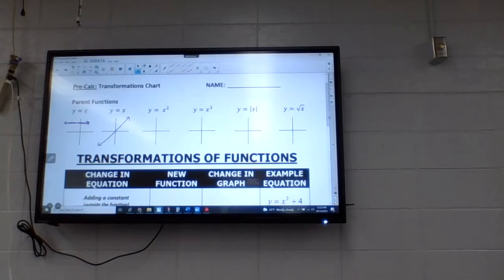How about x to the second? That's the u, that's the parabola.